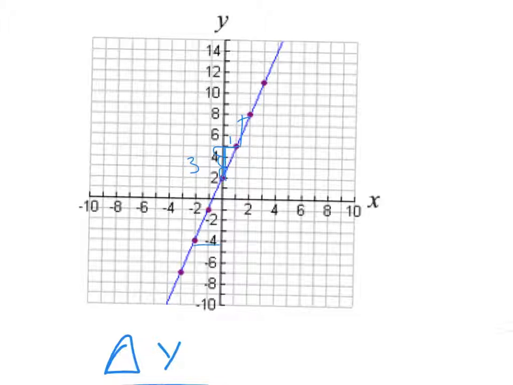If I went between these 2 points, I could say it's going up 1, 2, 3, 4, 5, 6, 7, 8, 9 for every 3. But regardless, these right triangles are proportional, and 3 over 1 is the same thing as 9 over 3. So my rate is 3.